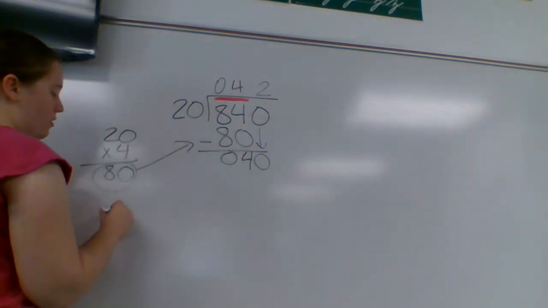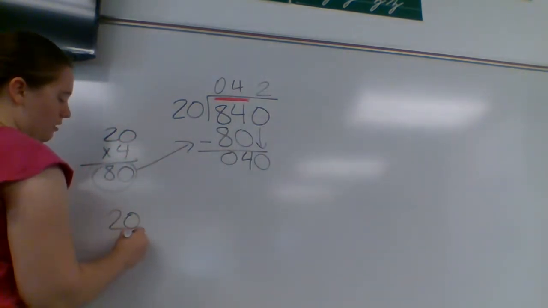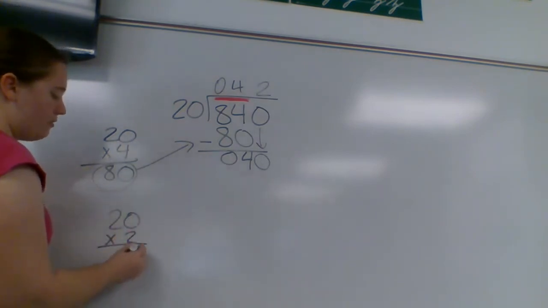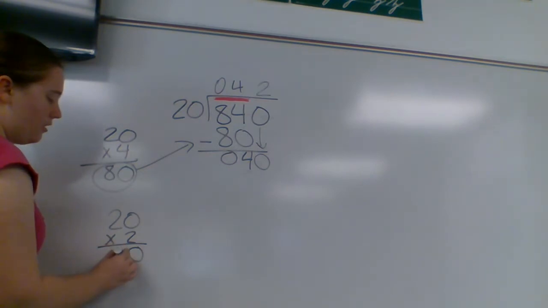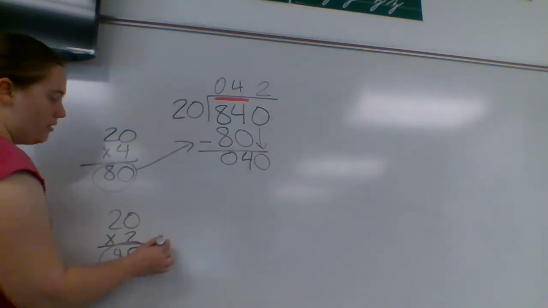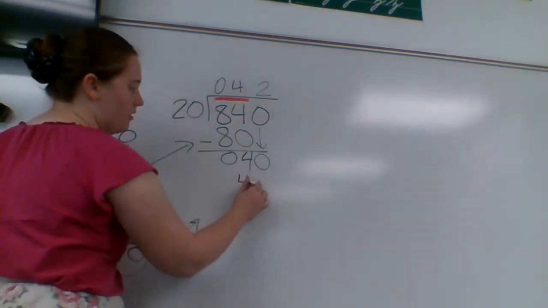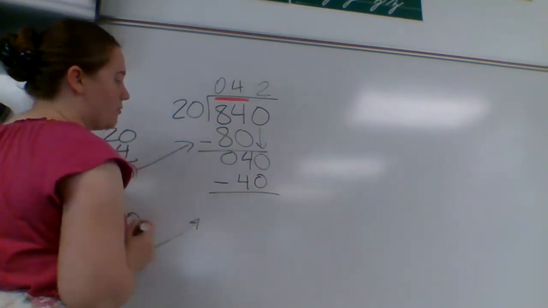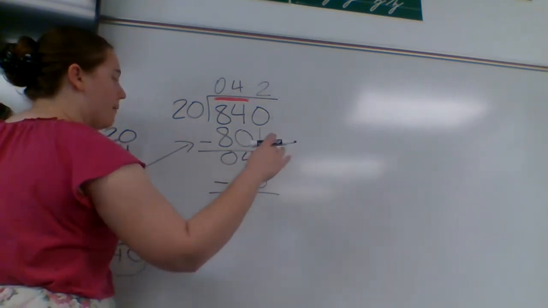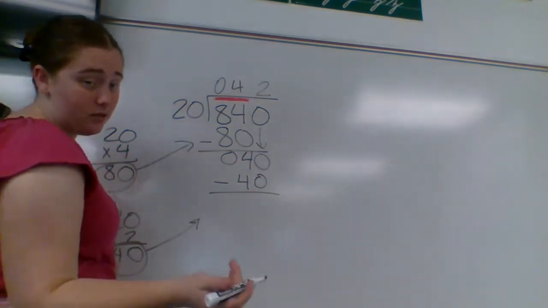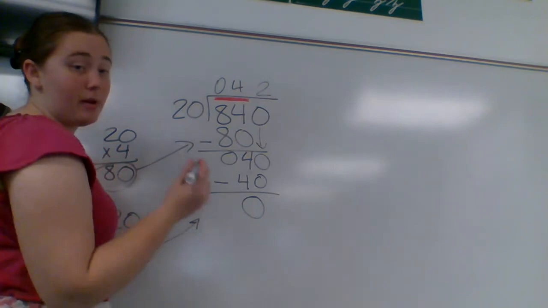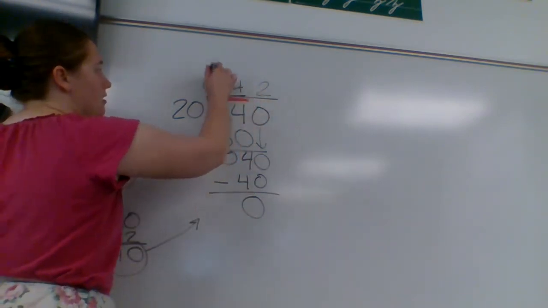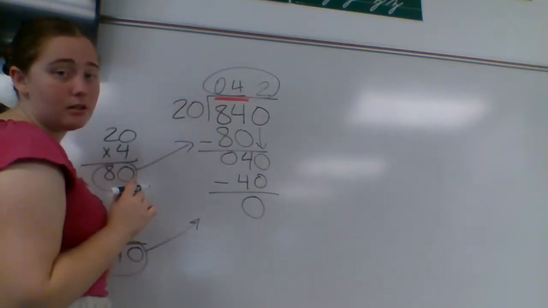And now I have to do 2 times 20. So I'm going to put it down here. 2 times 20. 2 times 0 is 0. 2 times 2 is 4. My answer right here is 40. I'm going to write it up here. 40. My next step is to subtract. So put my subtraction right there. I have 40 minus 40 is 0. And my remainder will be 0. And my answer is 42.